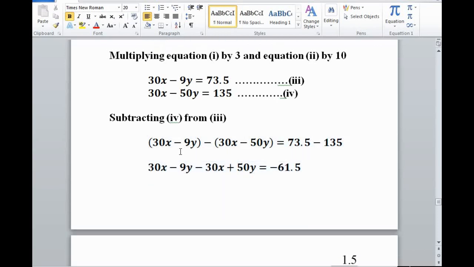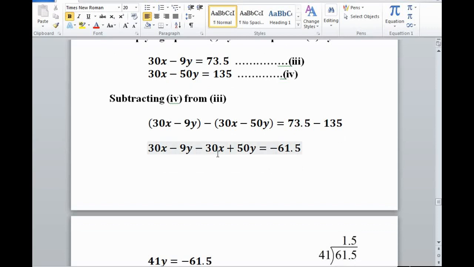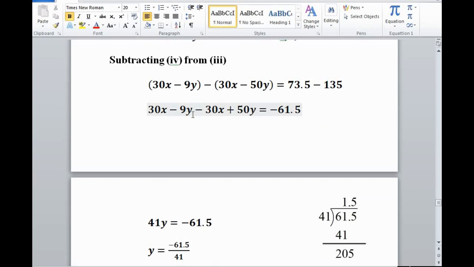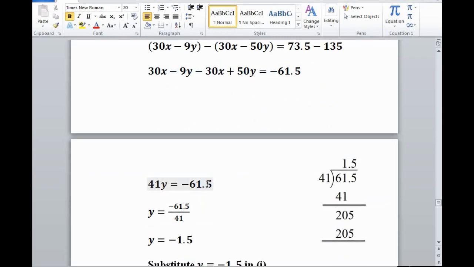And now simplification, 30x minus 9y as it is. Negative multiplied by positive 30x is negative 30x, and negative multiplied by negative is positive 50y, and 73.5 minus 135, the difference is negative 61.5. Now positive 30x and negative 30x are like terms with opposite signs, so their sum is 0. So we have negative 9y plus 50y, their difference is 41y, equals minus 61.5.